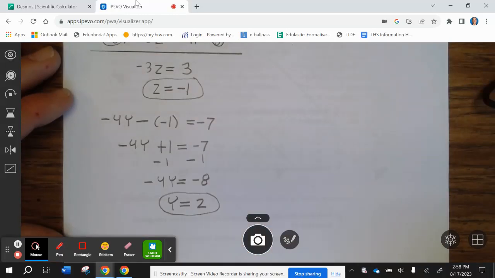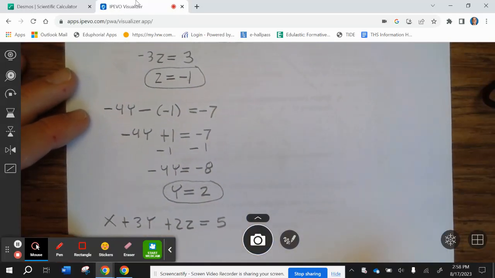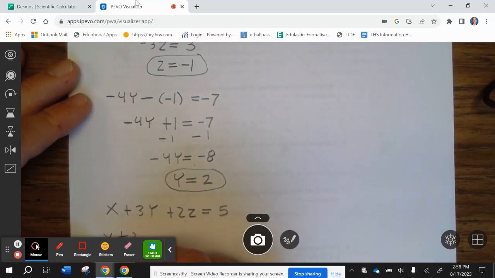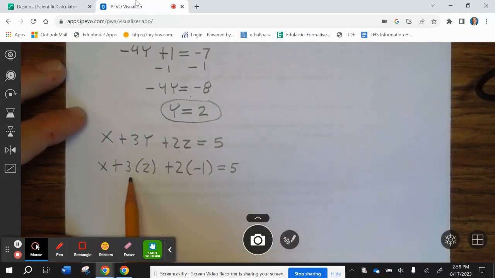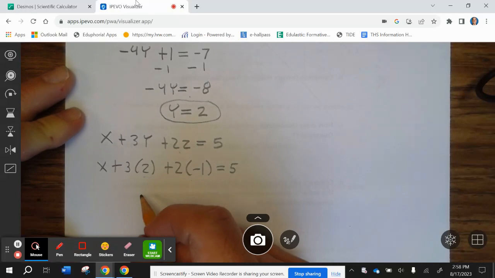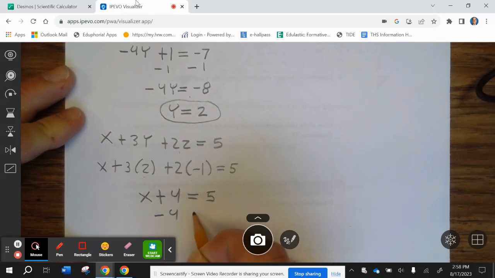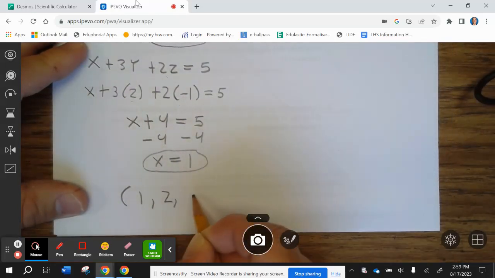Now, I can plug these back into any of the equations to solve for x. I'm just going to plug in the first one. So x plus 3y plus 2z equals 5. I'm going to plug in this and this into here to solve for x. So x plus 3 times 2 plus 2 times negative 1 equals 5. So 3 times 2 minus 2 is 4. So this becomes x plus 4 equals 5. Subtract 4 from both sides, x equals 1. So your solution is 1, 2, negative 1.